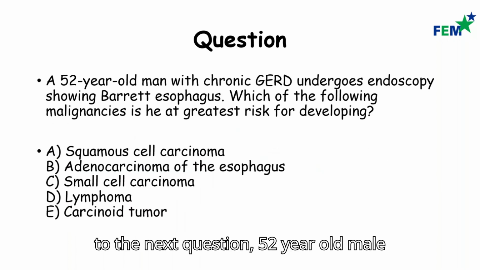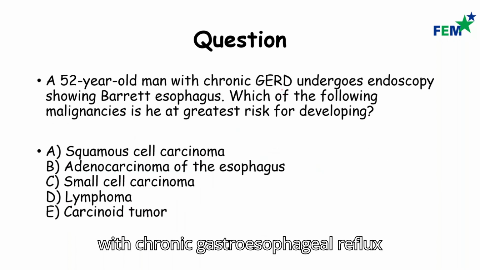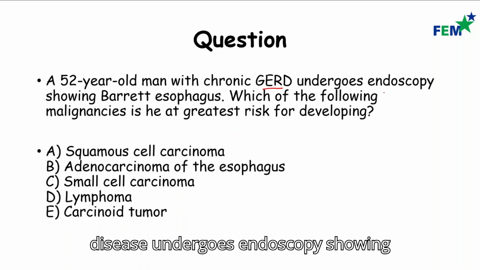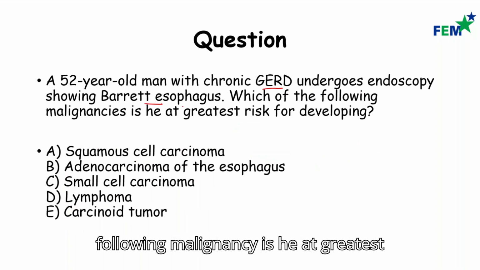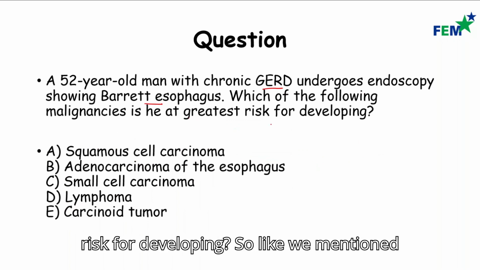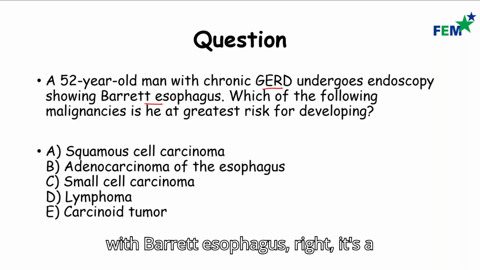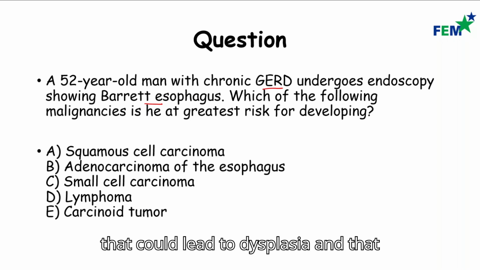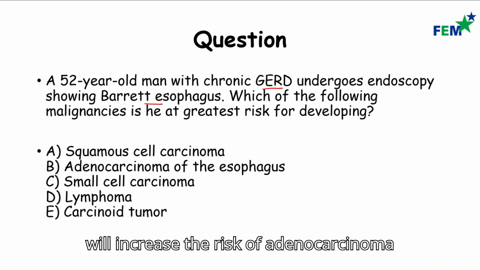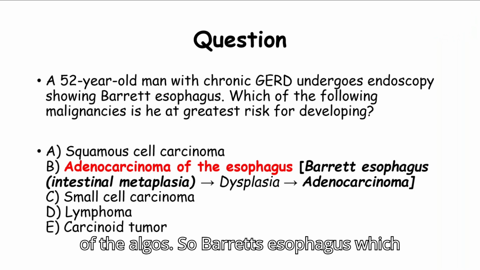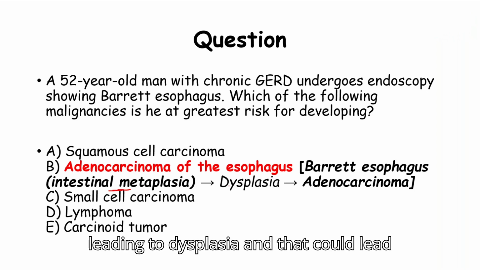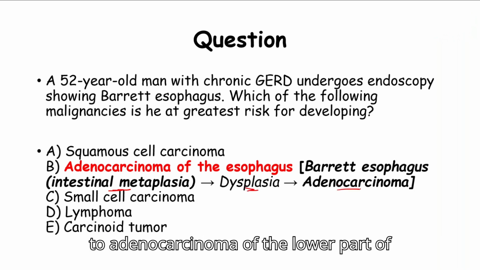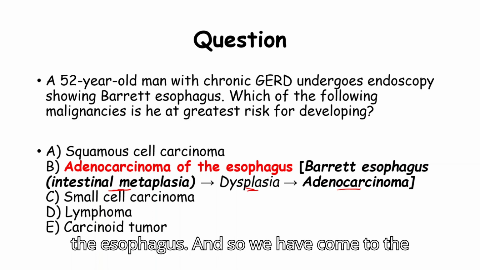Moving on to the next question. A 52-year-old man with chronic gastroesophageal reflux disease undergoes endoscopy showing Barrett esophagus. Which of the following malignancies is he at greatest risk for developing? Like we mentioned, Barrett esophagus is a form of glandular metaplasia, and that will lead to dysplasia, and that will increase the risk of adenocarcinoma of the esophagus. So Barrett esophagus, which is a form of intestinal metaplasia, leading to dysplasia, will lead to adenocarcinoma of the lower part of the esophagus.